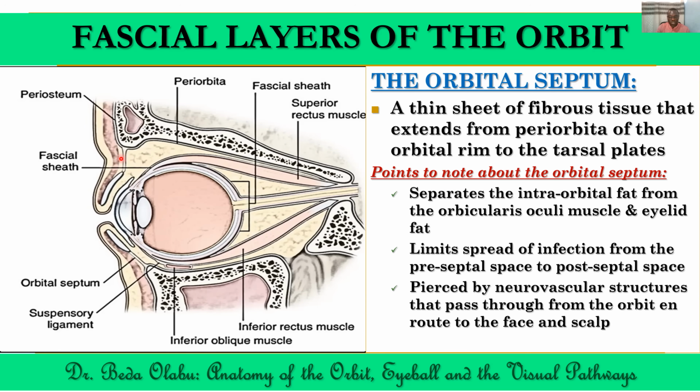There are a number of neurovascular structures that will pass through the orbital septum. In particular, these neurovascular structures are going to supply the scalp and the face. So they'll pass through the orbital septum as they go to supply the structures in the scalp and face.